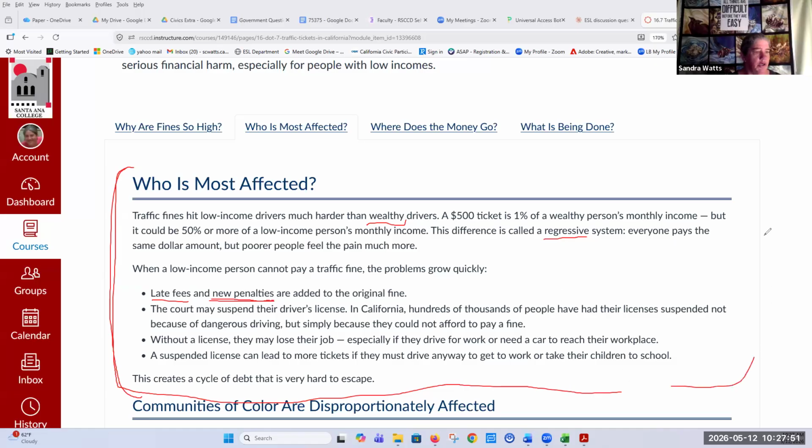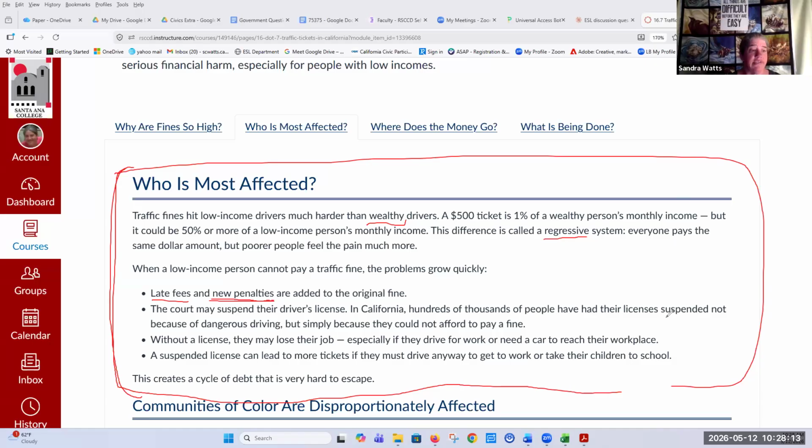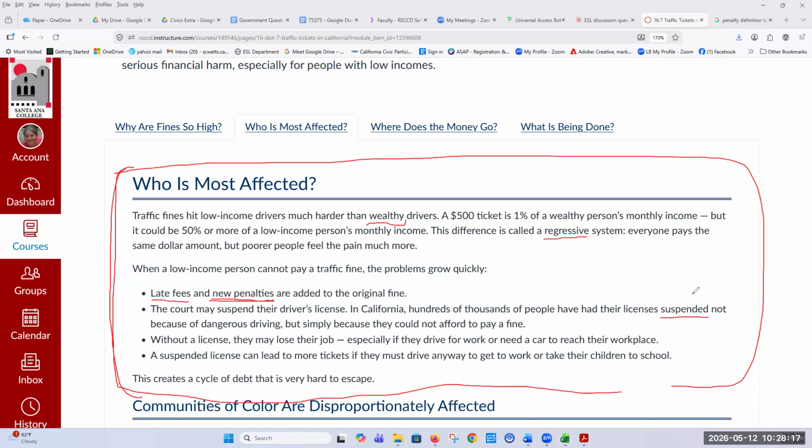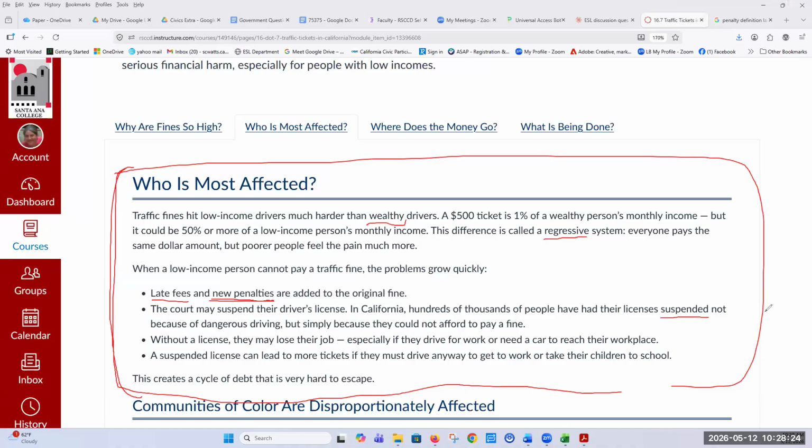All right. Any more questions? Questions are free. Suspended. That's where we talk about suspended. They take it away temporarily. They take it away for 2 months or 6 months or a year. It's not permanent.